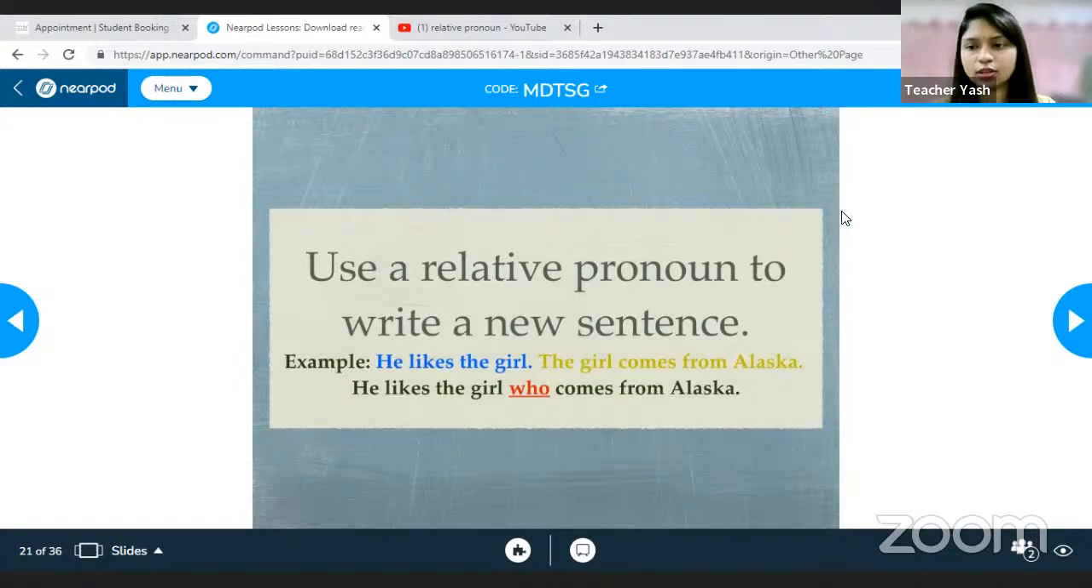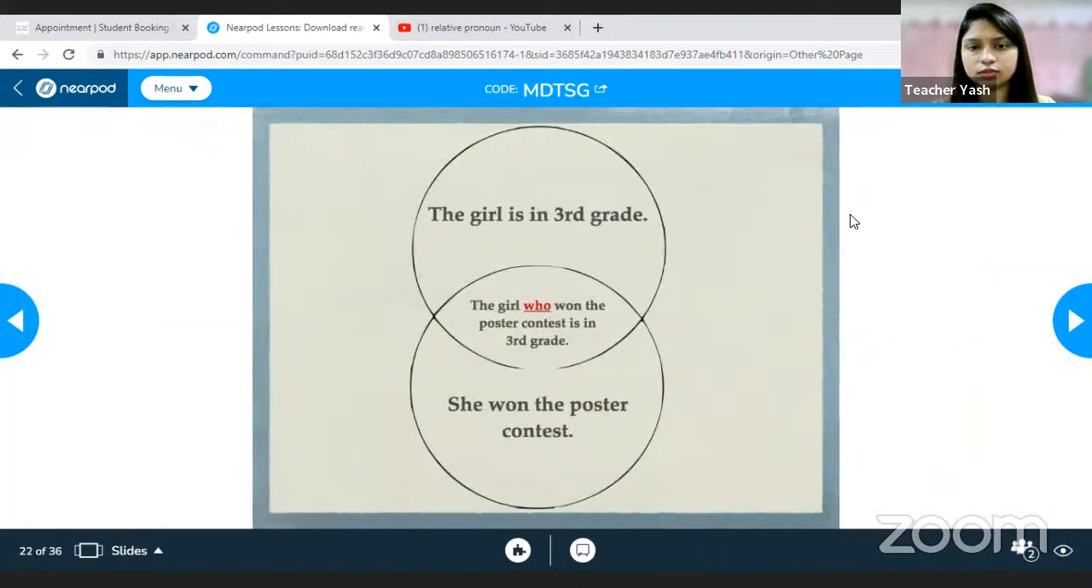Okay, so now Ansley, read the first sentence, third sentence, then in the middle, make it into one. The girl is in third grade. She won the poster contest. The girl who won the poster contest is in third grade. Understand, Yongla? Yongla, if you don't understand, you can ask me. Teacher will explain to you again.